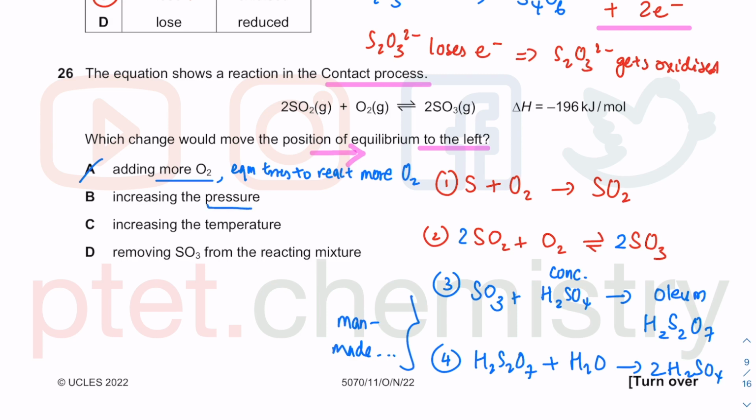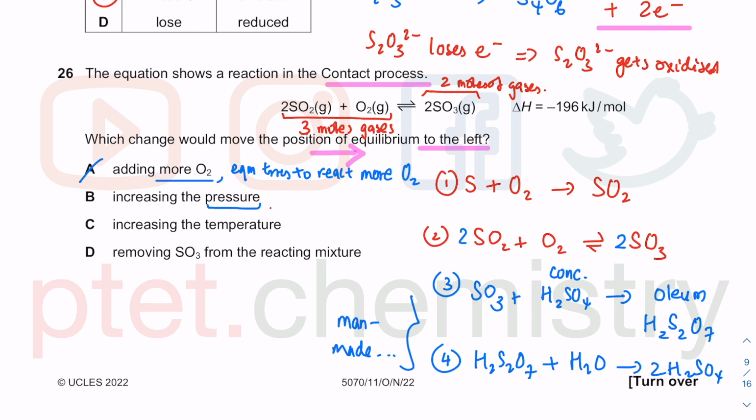In terms of pressure, pressure affects gases. We can see that 2 plus 1 give you 3 moles of gases, and these are on the left, and then you have 2 moles of gases on the right. Whenever we're dealing with pressure, we're thinking about gases. We don't count the solid or the liquid because pressure affects gases the most. So 3 moles of gas on the left versus 2 moles of gas on the right.